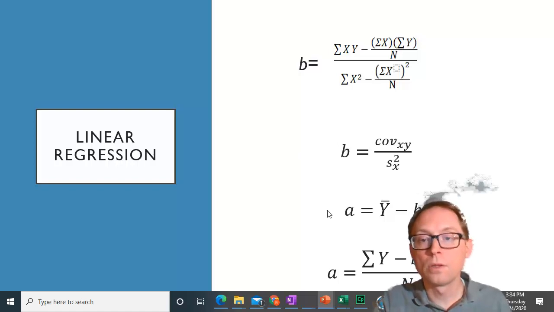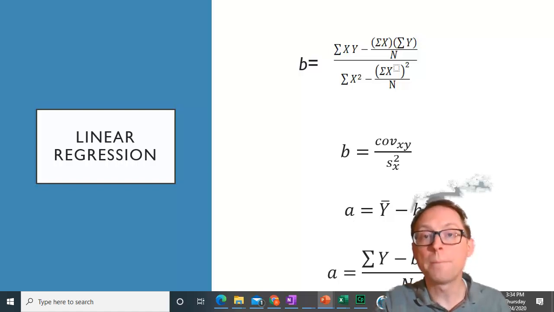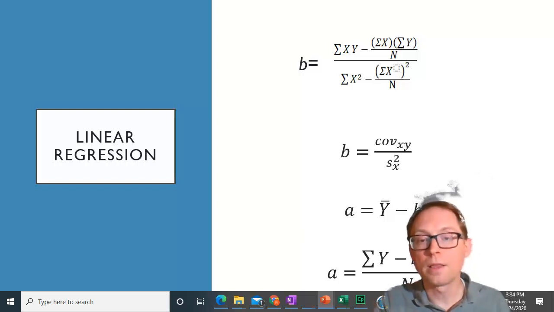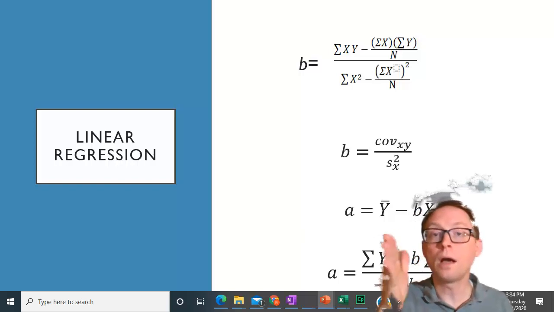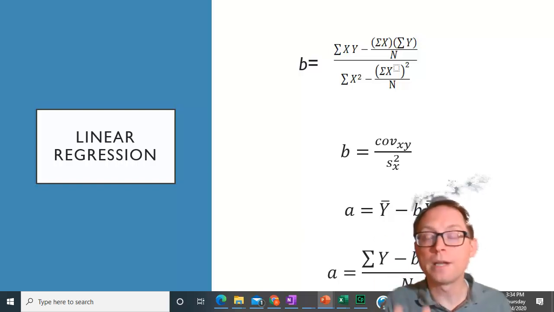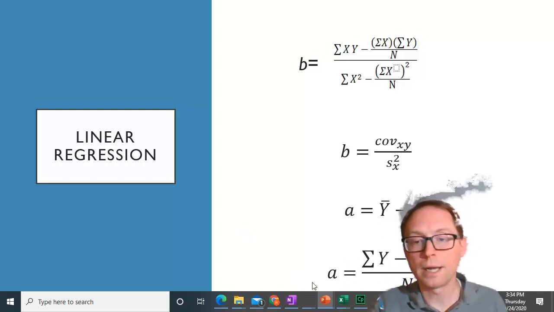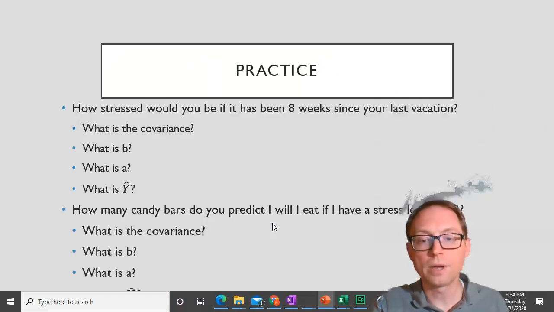So the y-intercept you can get in 2 different ways. The easiest way is to just take the mean of y minus the slope times the mean of x. So the easiest way to find this is to take the mean of stress minus the slope times the mean of weeks. All right. So let's go ahead and look at these data.